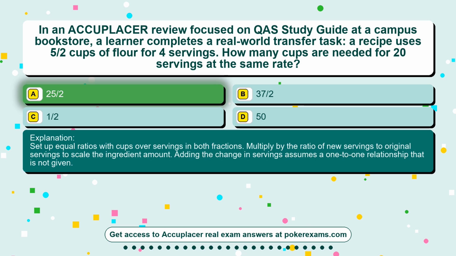Set up equal ratios with cups over servings in both fractions. Multiply by the ratio of new servings to original servings to scale the ingredient amount. Adding the change in servings assumes a 1-to-1 relationship that is not given.